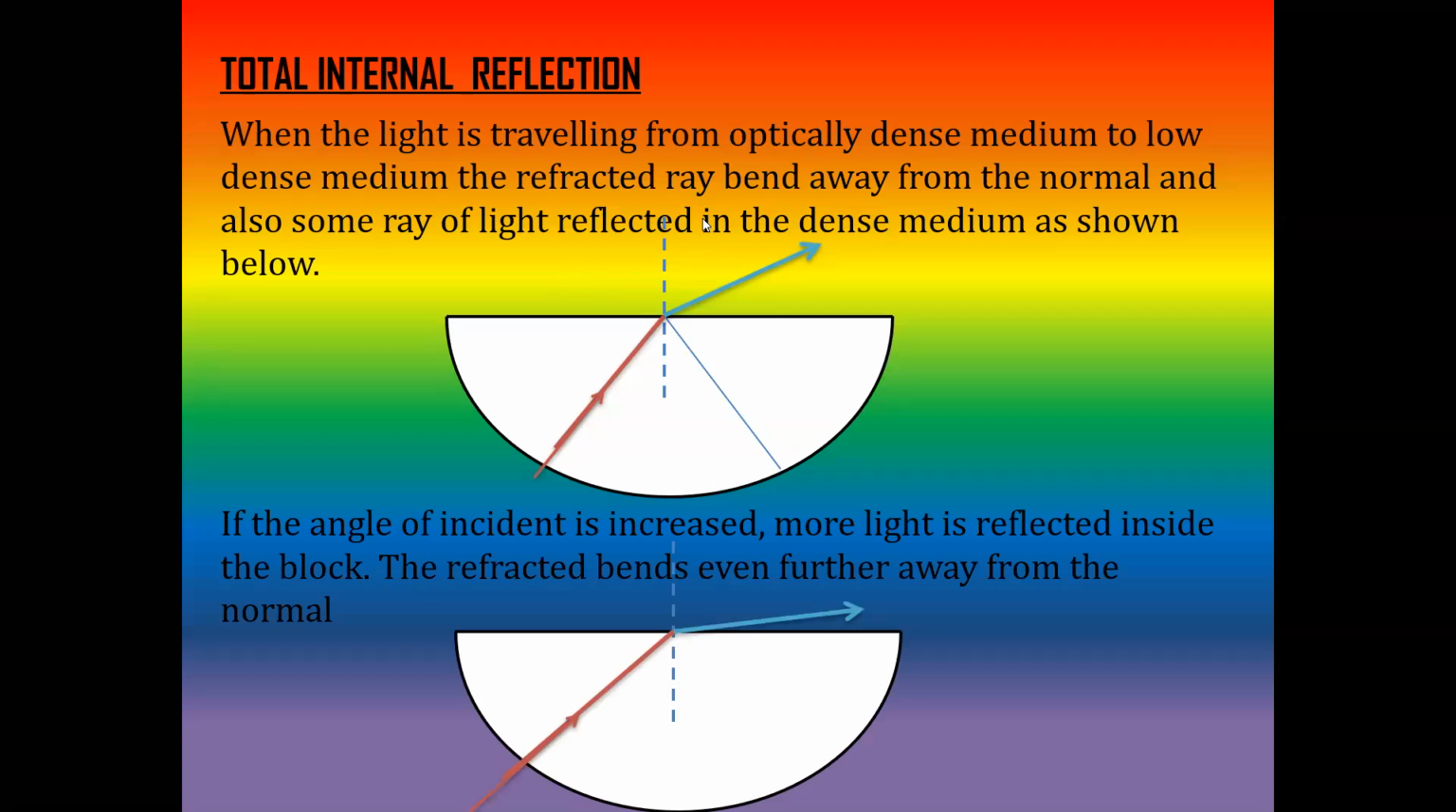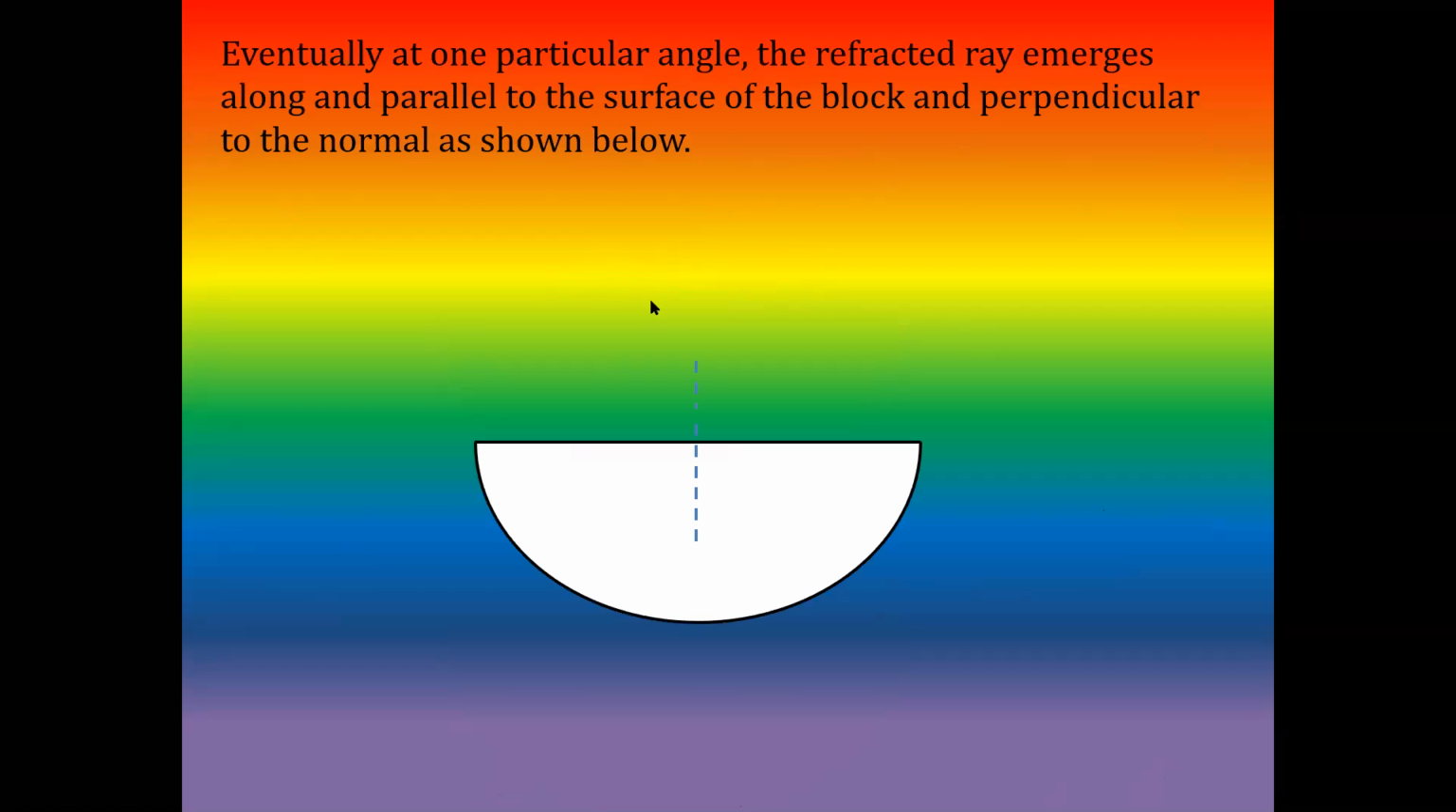But if we increase this angle, is this a critical angle? Yes or no? Again, it is not a critical angle because the angle of refraction is not 90. If I further increase, now the angle of refraction is 90. So now it's critical. This angle of incidence is also known as the critical angle.